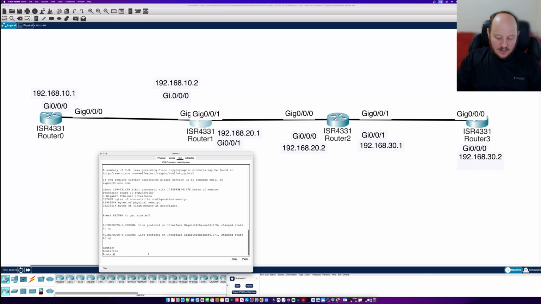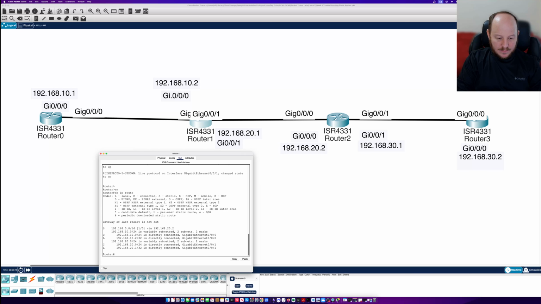Let's confirm that. Show IP route. You can tell here that it does know about the .10 network because it's connected to it. And then this other connected route here is the .20. So the only network it does not know about is the .30 network. So we're going to do what we did earlier.